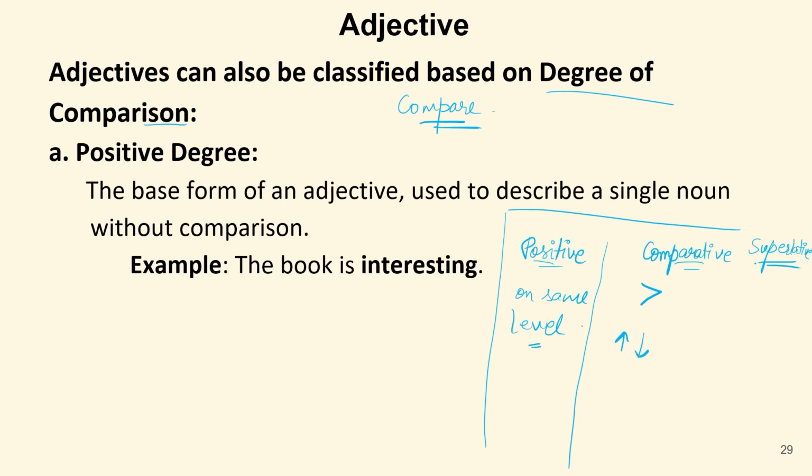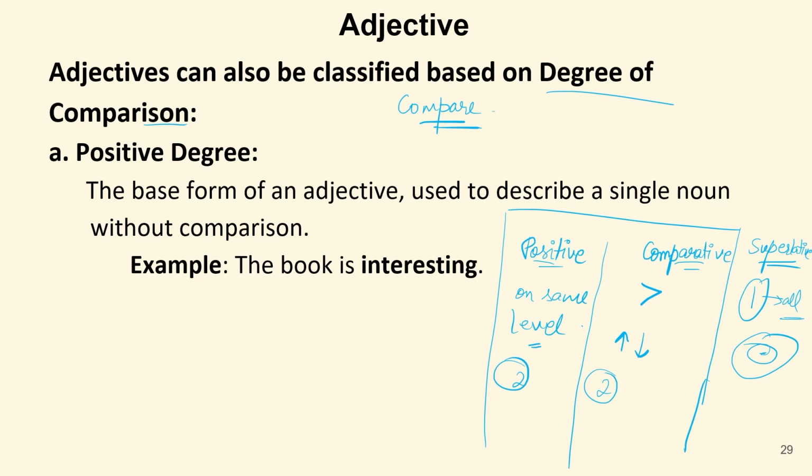This is called comparative degree. Here we speak about two persons. Here also we talk about two persons or compare two persons. Now, if one is compared with all, one is unique from all. One is compared from all.